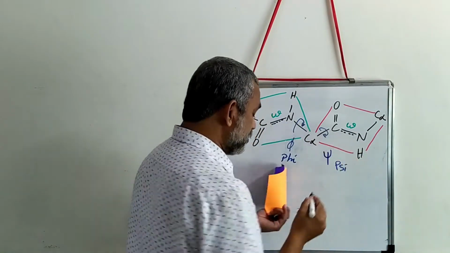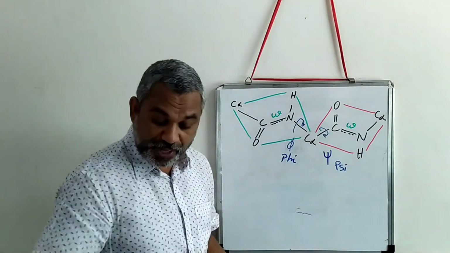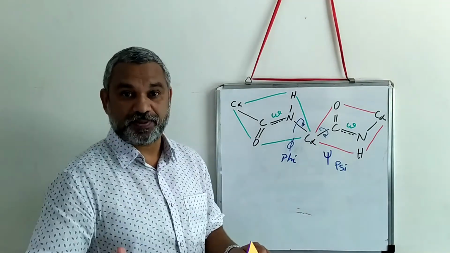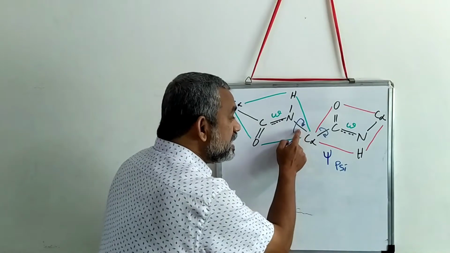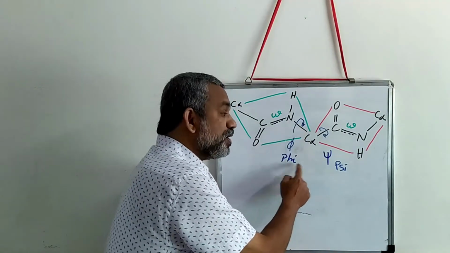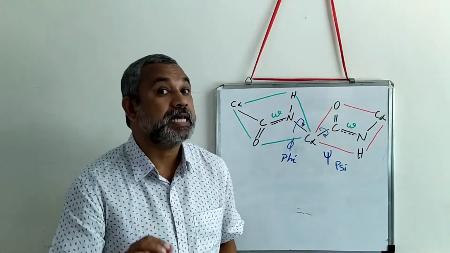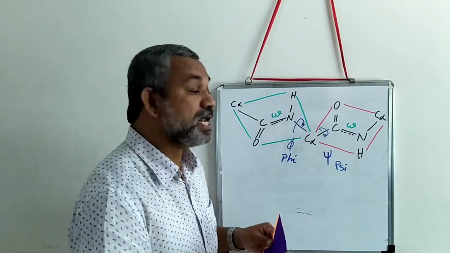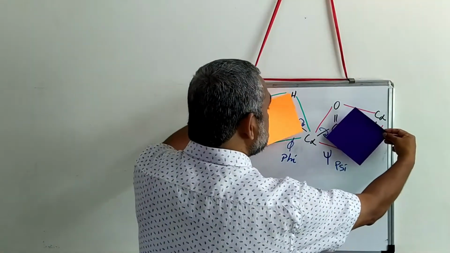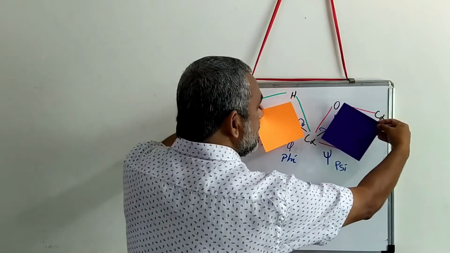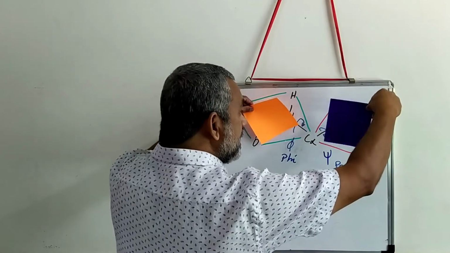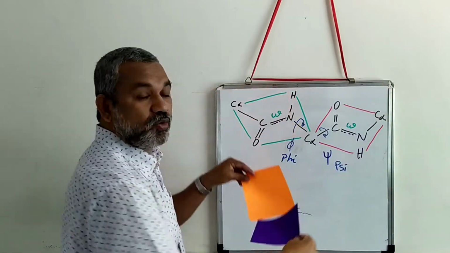This also has partial double bond characteristics. So therefore, around omega, rotation is not possible. Whereas the phi bond as well as the psi bond are single bonds. When it is a single bond, rotation is possible. Assume these are the two planes. Now this is able to rotate, this is able to rotate, and this also is able to rotate.